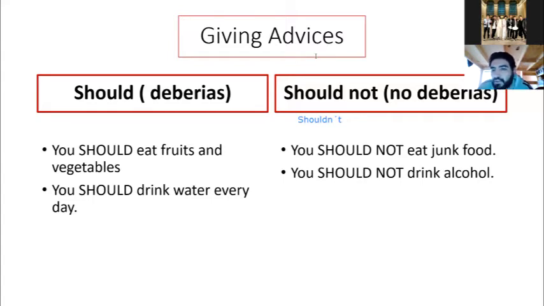You shouldn't smoke so much. I think it's not so much. You shouldn't smoke at all. Yeah? No es que no debas fumar tanto, es que no debieran fumar. You shouldn't smoke, like never. Because it's too harmful, okay? It's too noxious.